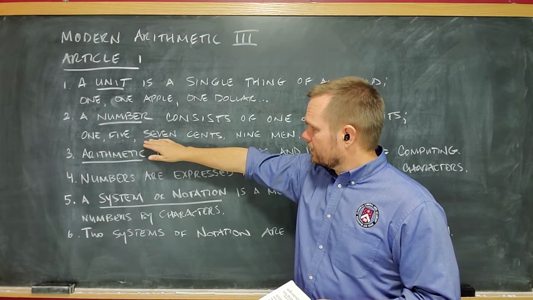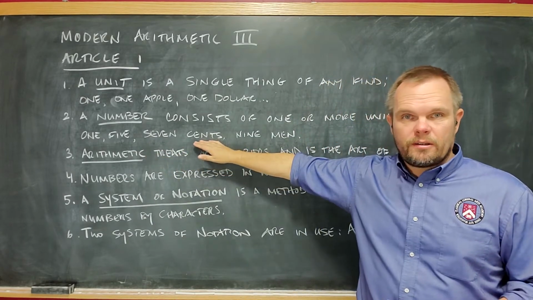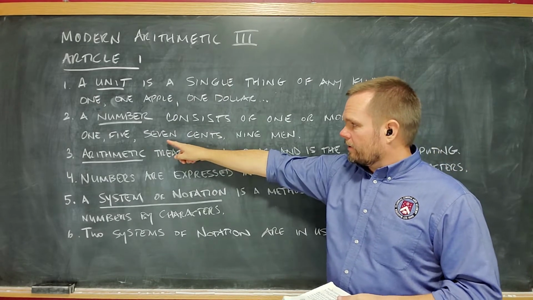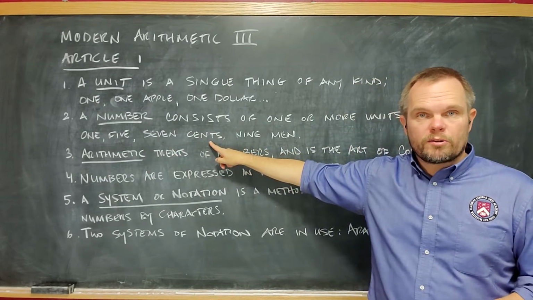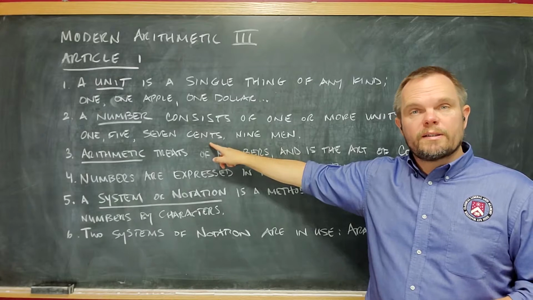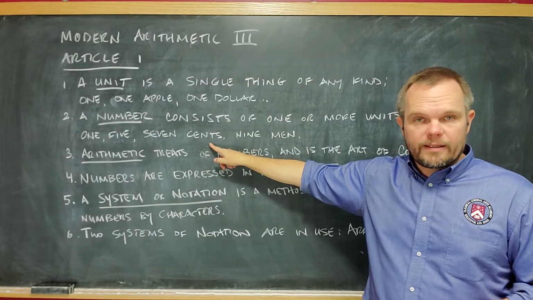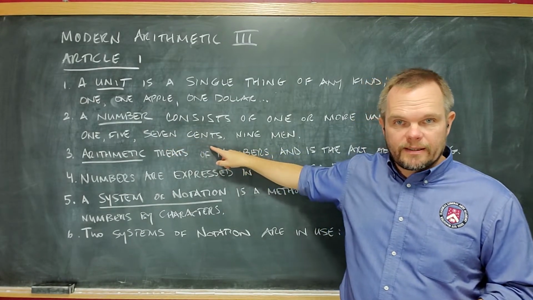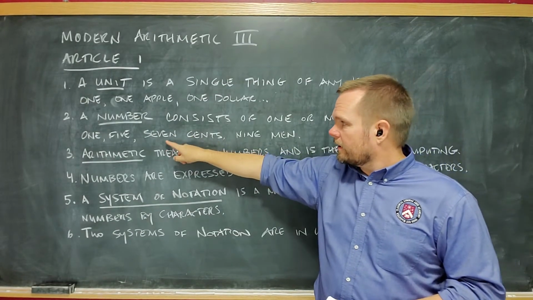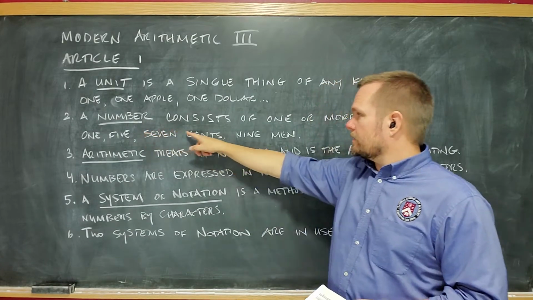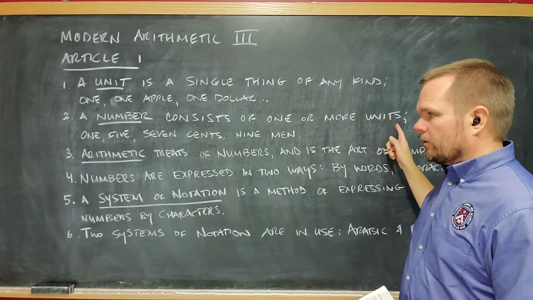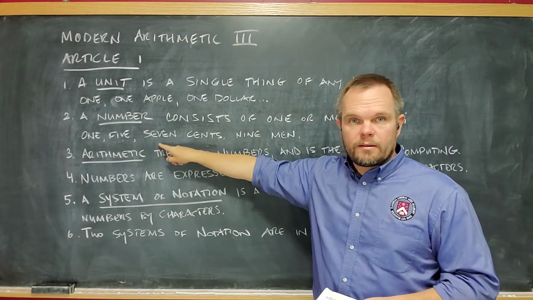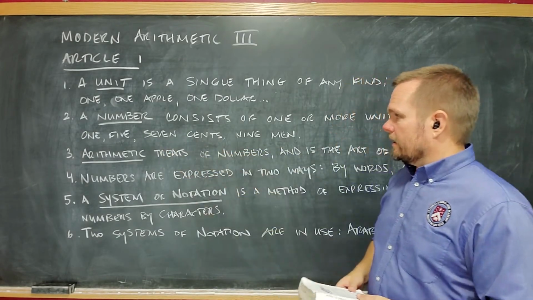Next, we learn 7 cents is another example of a number. Here, we have the number and we're told the units. What is the unit? 1 cent. How many are there? 7 cents. 7 is a number. A number consists of one or more units. How many cents are there? 7 cents. 7 is a number.